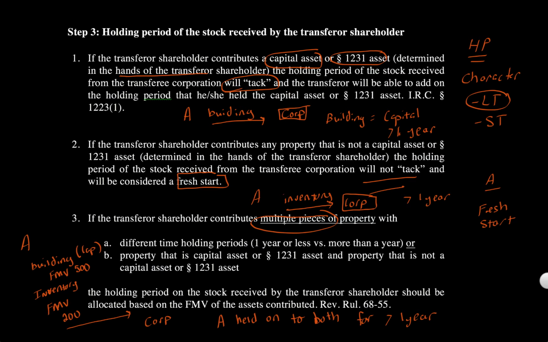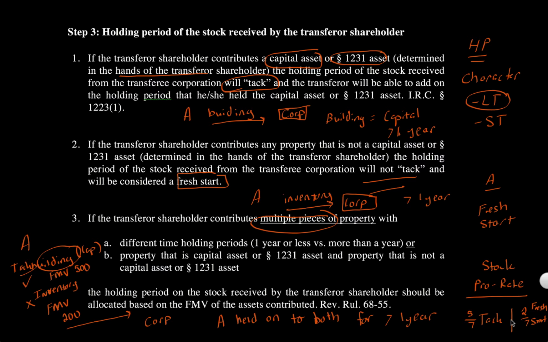Well, when multiple pieces of property are transferred, the stock received by A will be prorated. Prorated, because the issue is that the building gets tacking. The inventory does not. So tacking, we're looking at whether tacking results. The building, yes. The inventory, no. The way that we do this is the stock that A receives is prorated based on fair market value. We have 5/7 or 500 over 700 because the 500 fair market value of the building plus the 200 fair market value of the inventory is 700. 5/7 of the stock will tack, and 2/7 due to the inventory will be a fresh start.